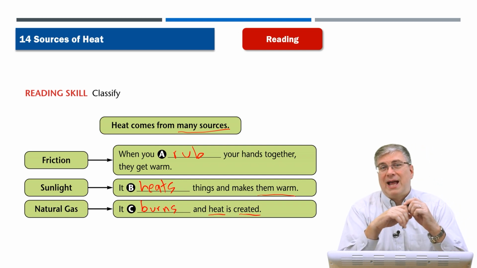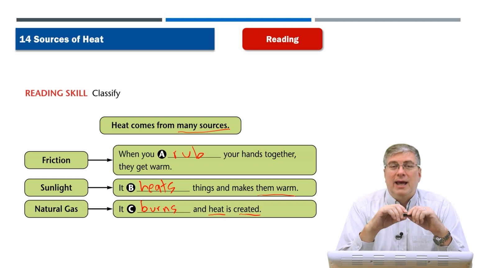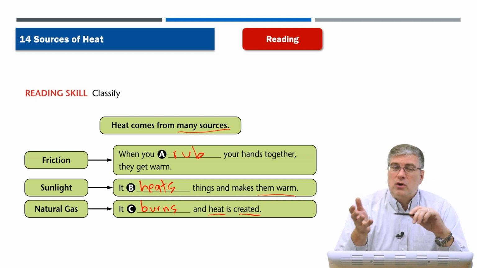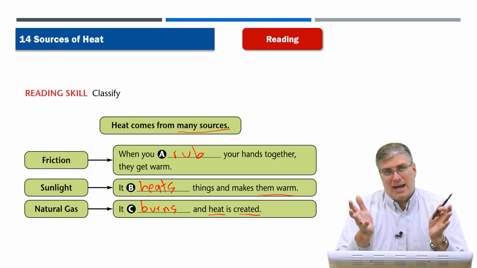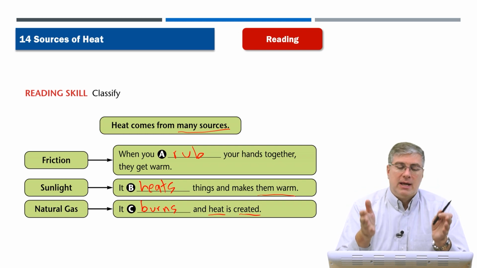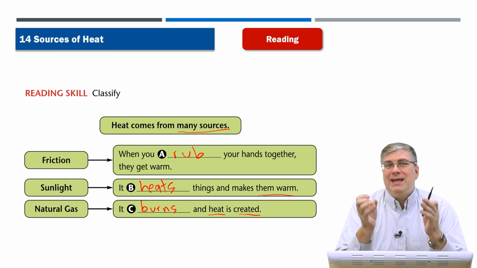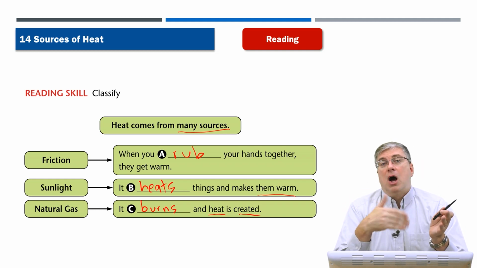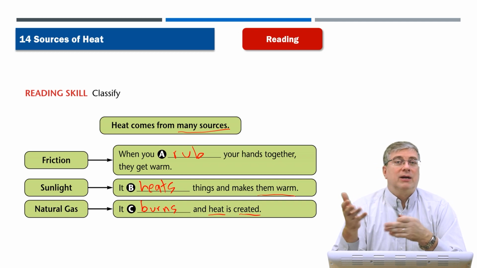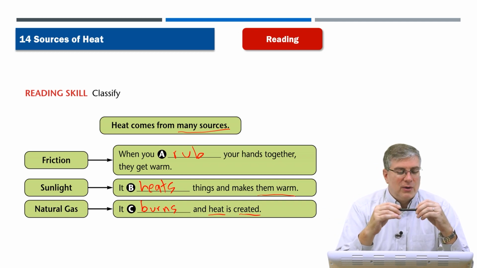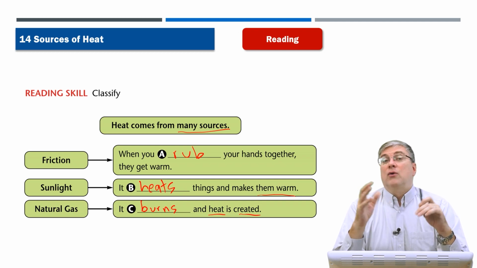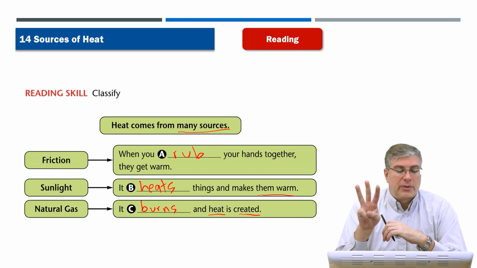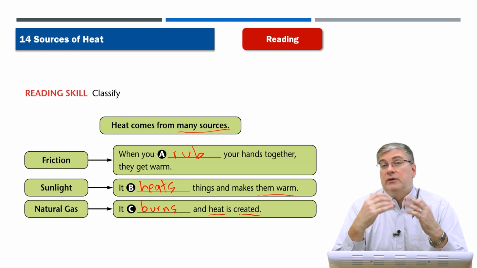Now, of course, natural gas burns very quickly and very easily. You might have it in your home and your stove. Don't play with natural gas. It's very dangerous. But it burns very quickly. Heat is created, and we use it for cooking all the time on our stoves in our kitchens. Okay, so those are three different sources of heat. Of course, there are many other sources of heat, but in the reading passage, we were talking about three main sources of heat. So this is classify.